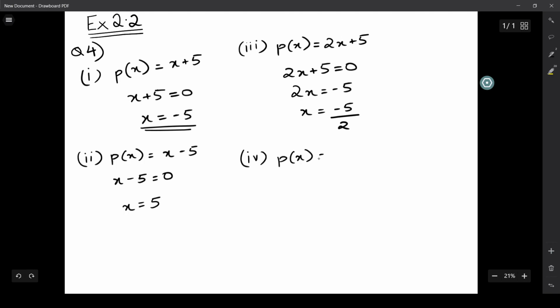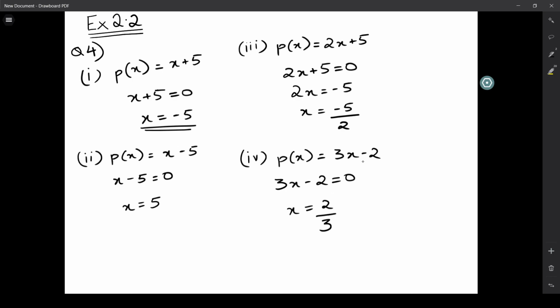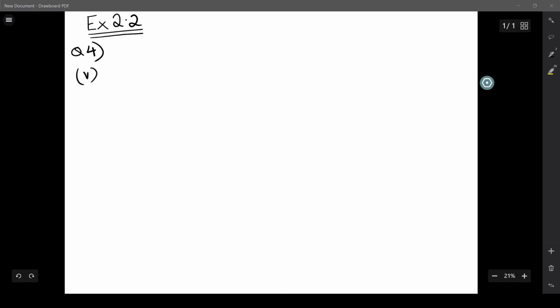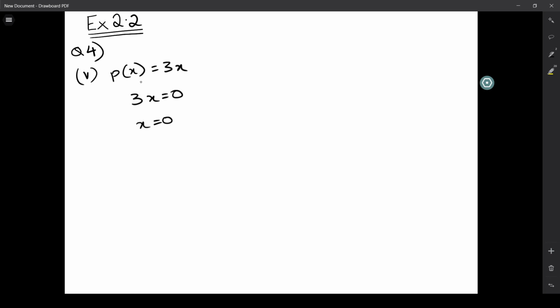The fourth part is p of x equals 3x minus 2. Again, I will equate this polynomial equal to 0, and my value of x comes out to be 2 by 3, which is a 0 of this given polynomial. Moving to the fifth part of the question, p of x is equal to 3x. So when I equate this to 0, I get x equal to 0. So x equal to 0 is the 0 of the above polynomial.